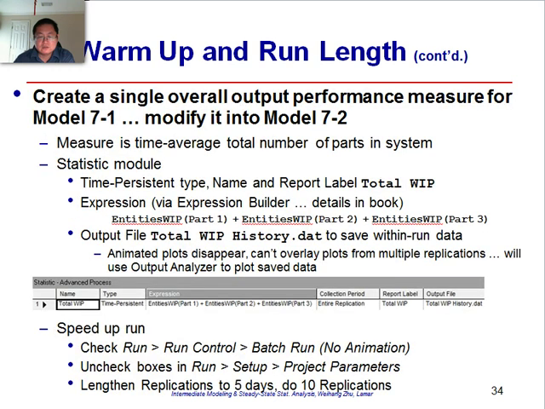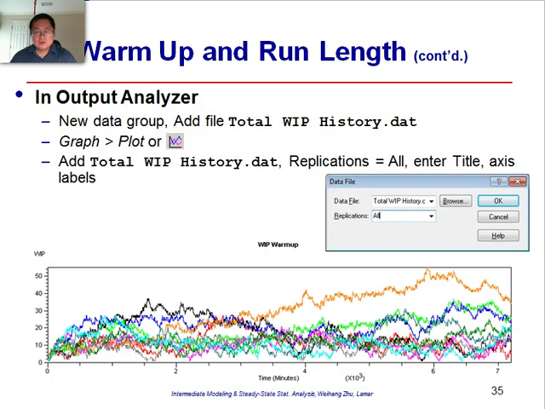Model 7-2 adds a dstat to find out the work in process, WIP, and output it to a .dat file for output analyzer purposes. Let's run it for 5 days and 10 replications. In output analyzer, let's open total WIP history.dat and plot it. The figure shows the WIP of all 10 replications.